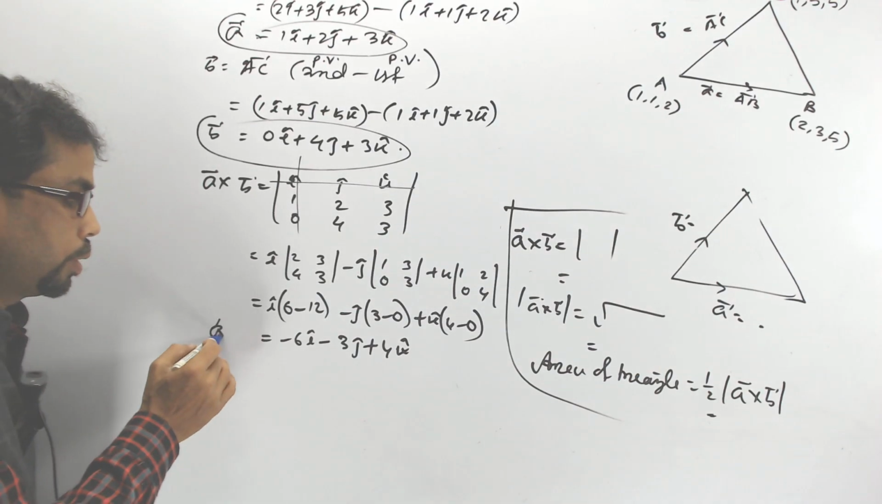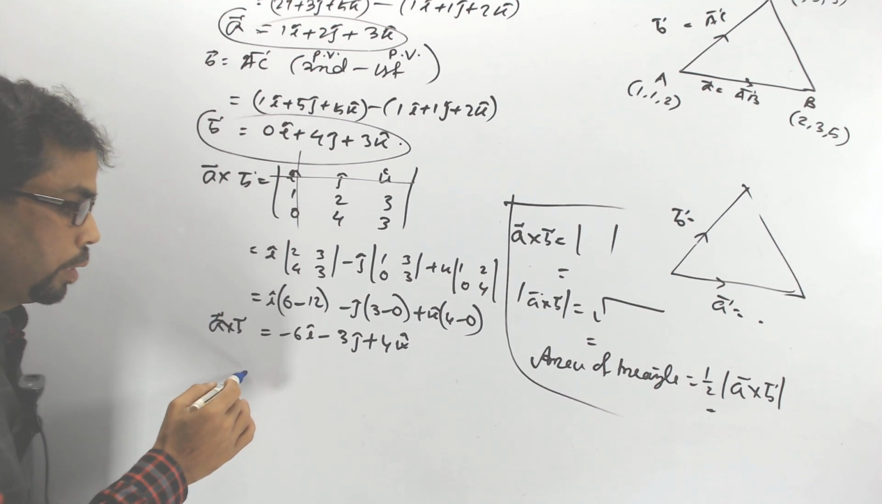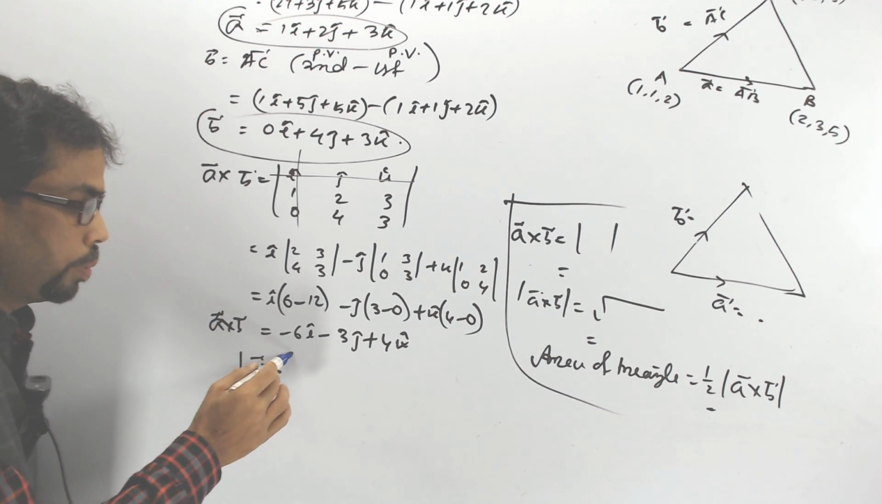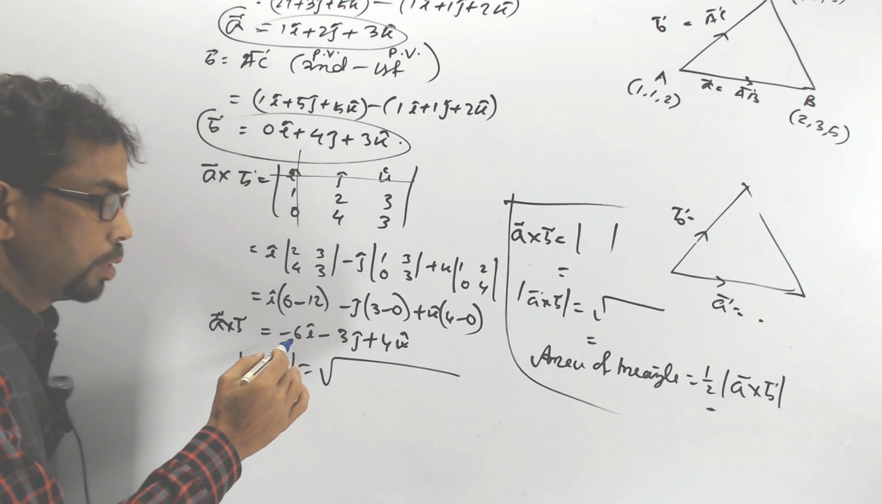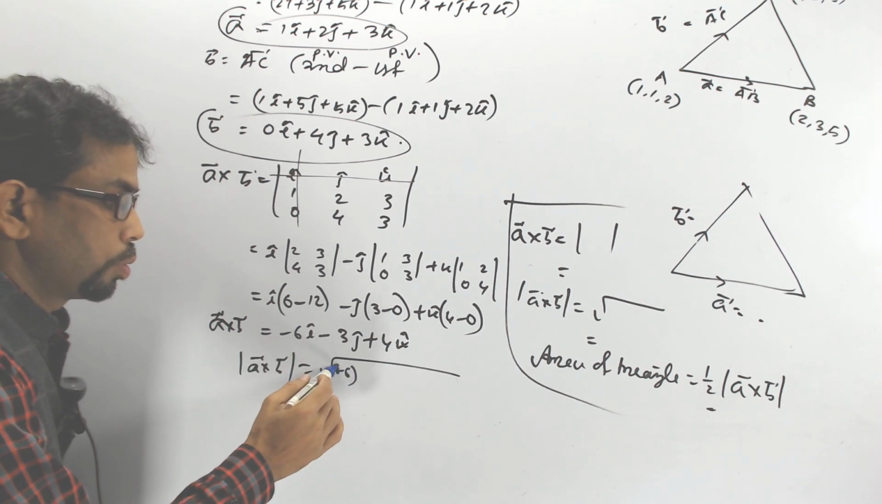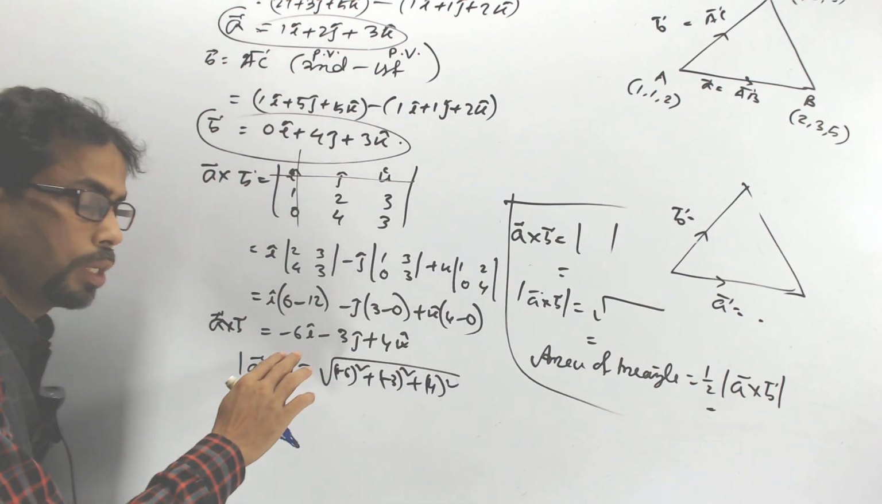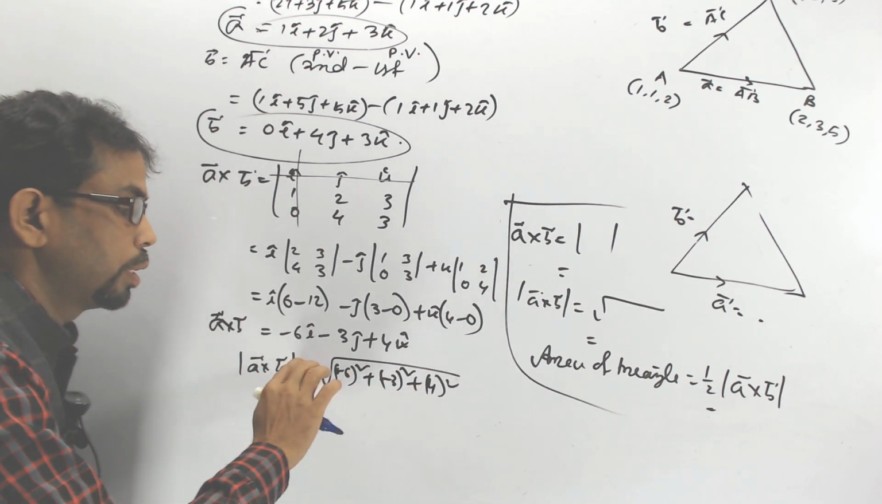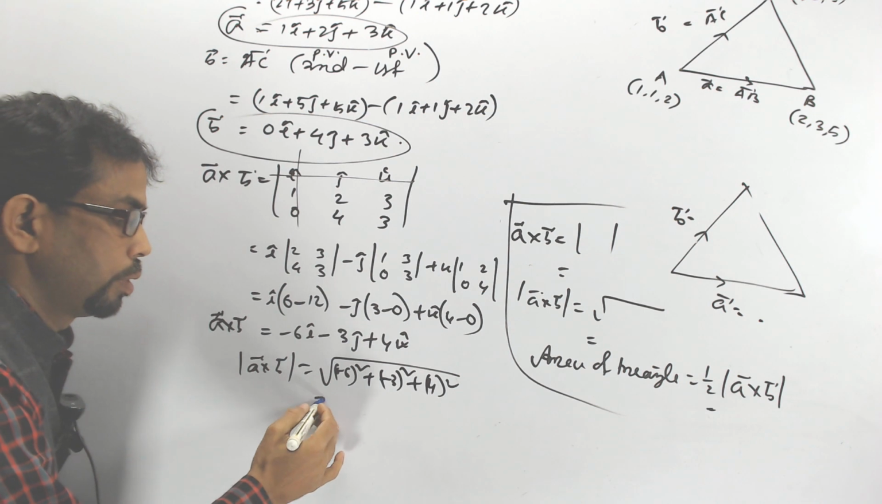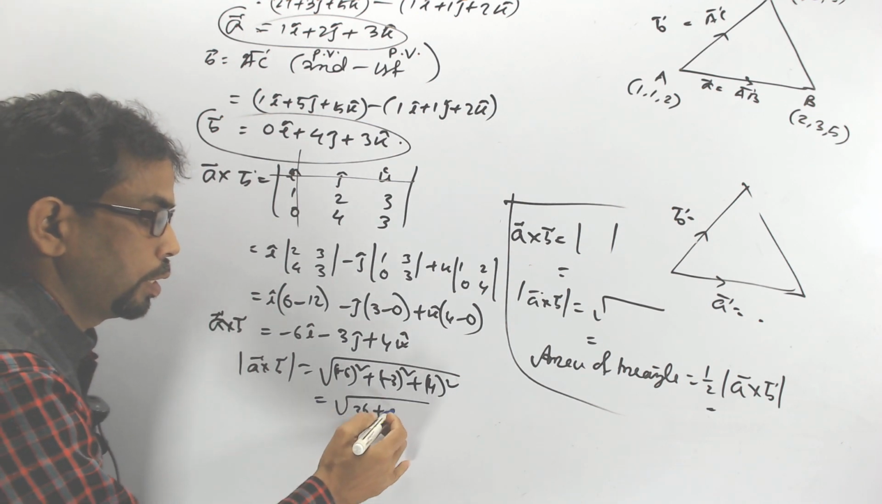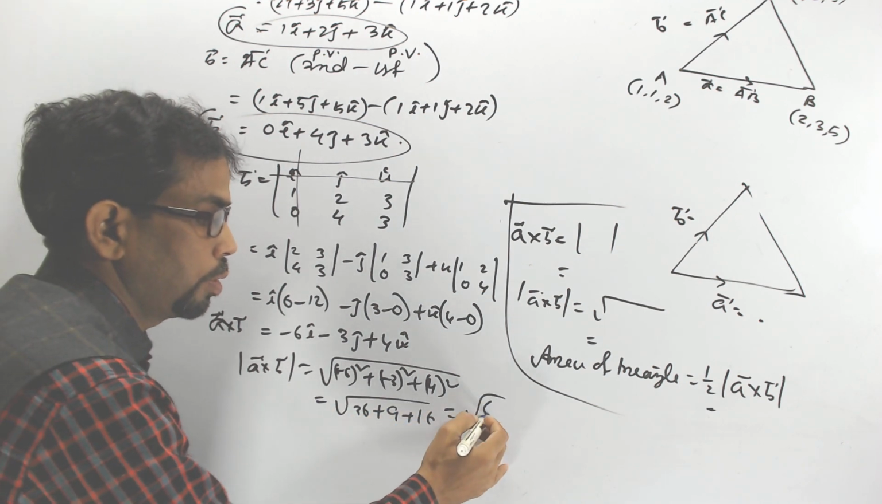This is what we have got, the cross product of A and B, and then we will find the magnitude. A cross B magnitude is the coefficient of I square, coefficient of J square, coefficient of K square. Magnitude is made by under square root the sum of square of coefficients, and it is 36 and 9 16, it is square root of 61.